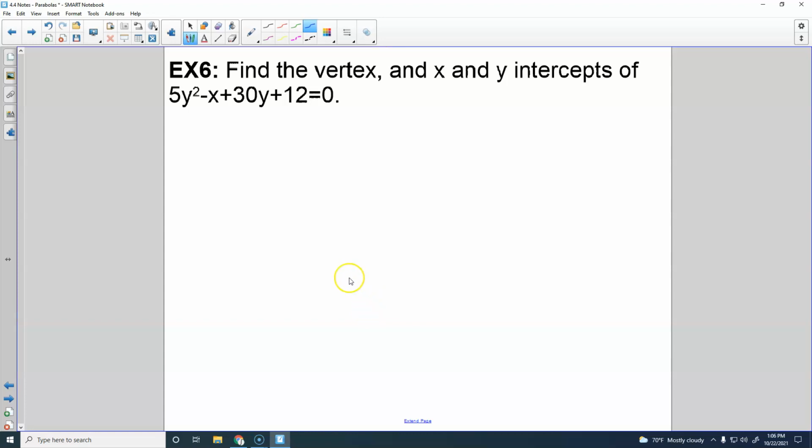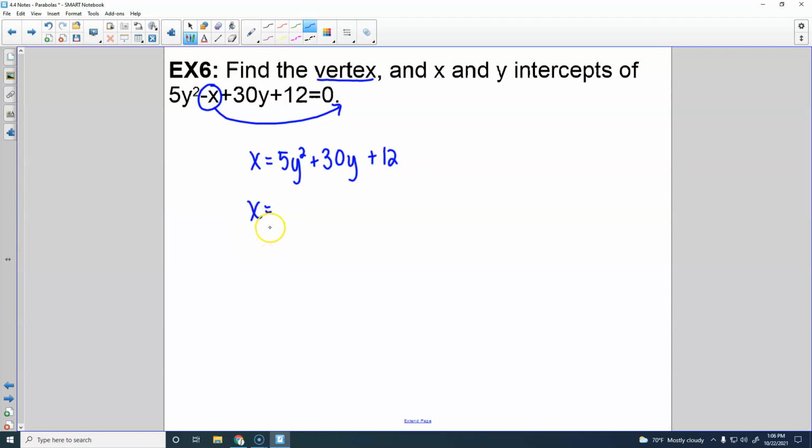All right, so if I want to find the vertex and the x and y intercepts, this is asking for a little bit different things. For the vertex, I need to put this into vertex form. So I'm going to take this x and move it over to the other side, and actually I'm going to write it on this side. So I'll have x equals 5y squared plus 30y plus 12.